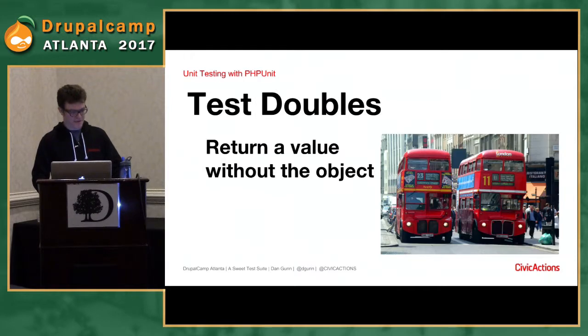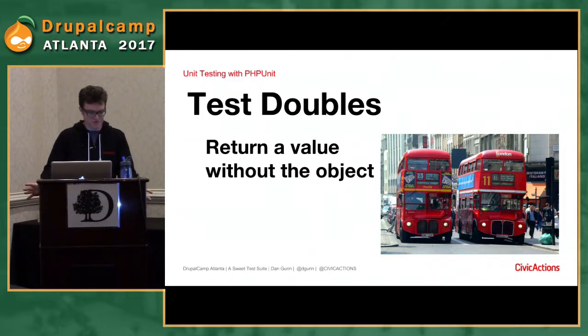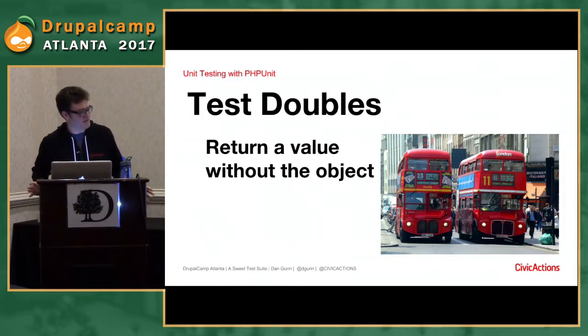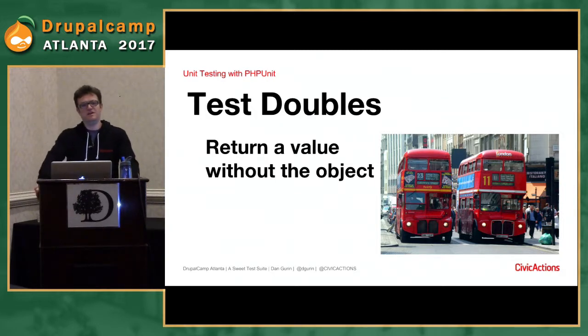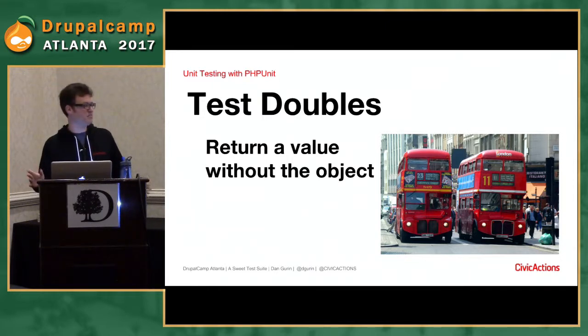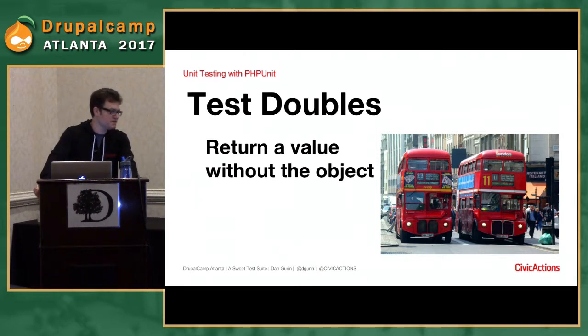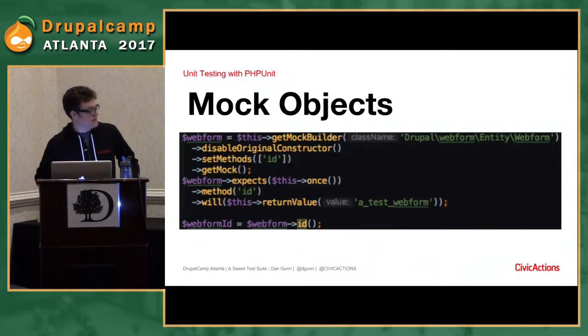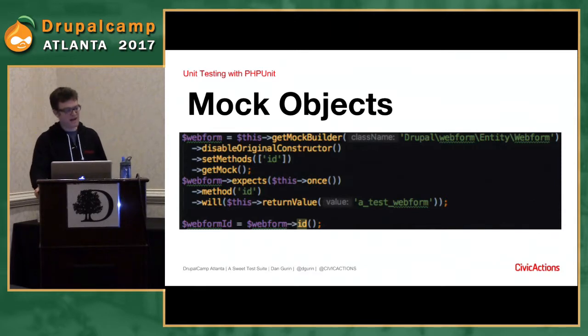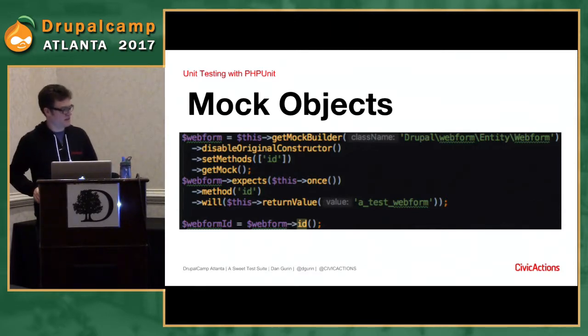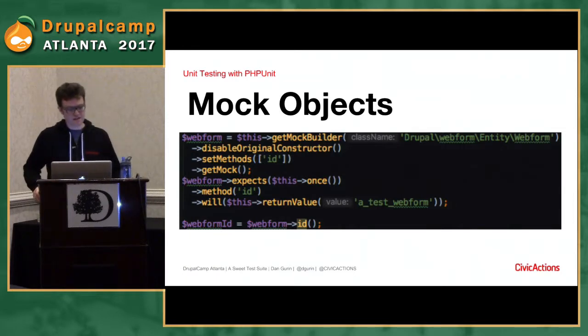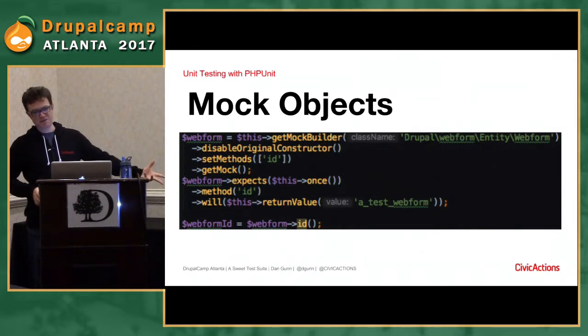And so sometimes when you're testing, you don't have the full installation going or configuration, and you want to use test doubles. It's an inexpensive way to get just what you need and nothing more. So you basically are returning the value without actually having the object there. One way to do this is with mock objects, and this is what it might look like. This is actually a lot simpler than it could be.